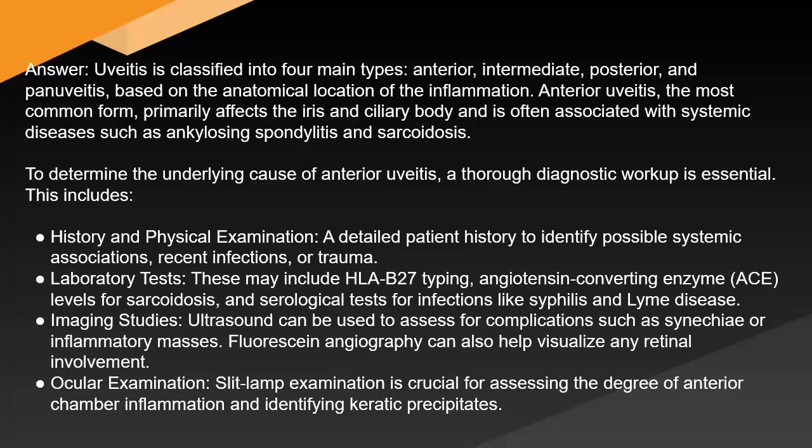To determine the underlying cause of anterior uveitis, a thorough diagnostic workup is essential. This includes history and physical examination, a detailed patient history to identify possible systemic associations, recent infections or trauma. Laboratory tests may include angiotensin converting enzyme (ACE) levels for sarcoidosis and serological tests for infections like syphilis and Lyme disease.